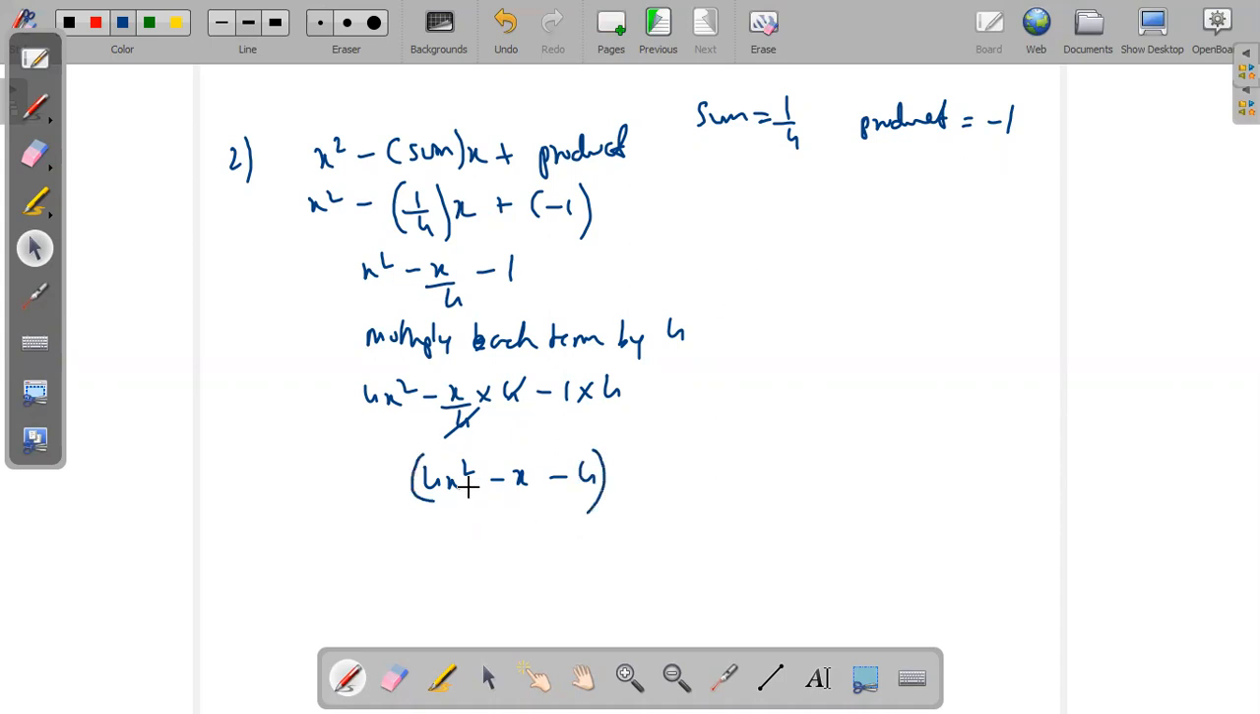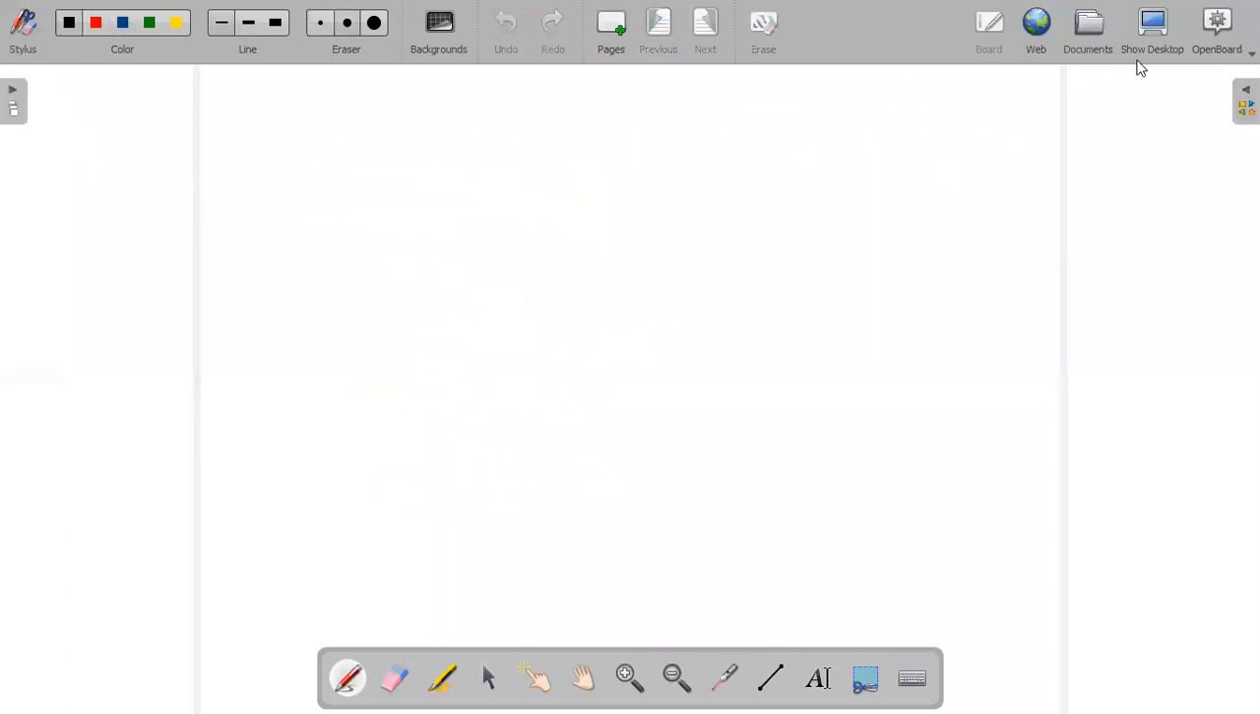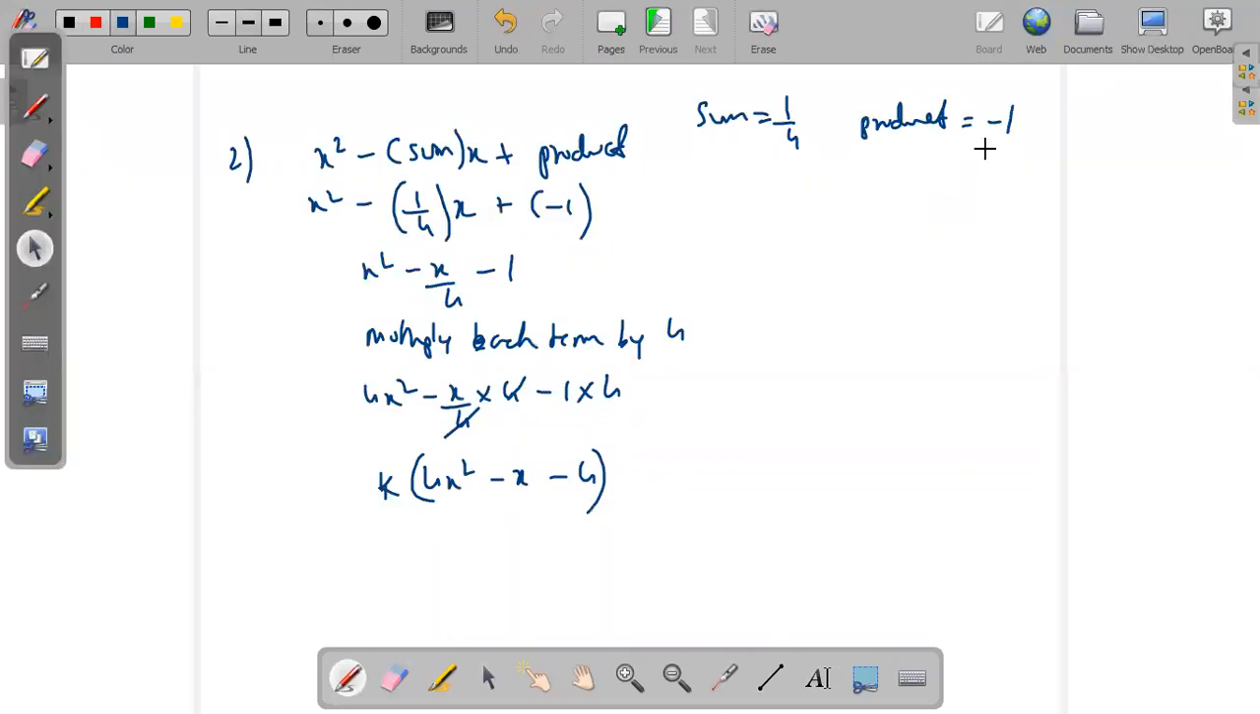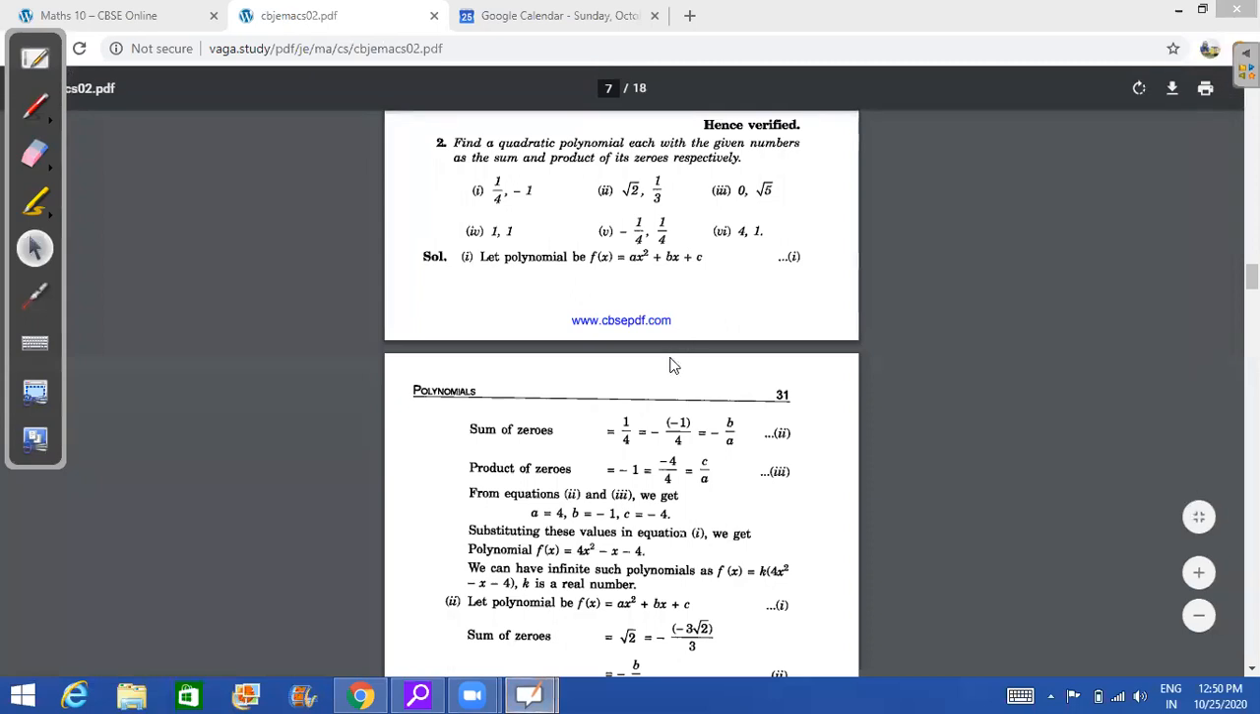So in some books you will find this letter k. So that shows that there are many possibilities. Any real number, k is any real number. So we got this equation 4x square minus x minus 4. Now, if you check at the back of the NCERT, they have given only this answer 4x square minus x minus 4, because the question was find a quadratic polynomial.